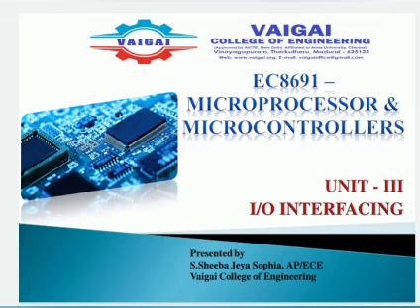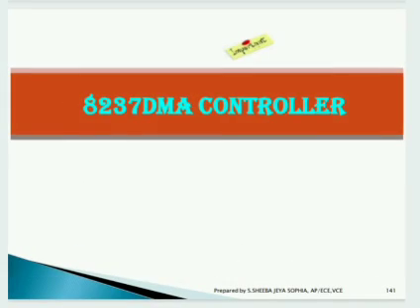Now let us discuss the microprocessor and microcontrollers, Unit 3, IO interfacing. In our previous sessions we have discussed IO memory interfacing, serial and parallel communication interface, ADC and DAC interface, timer interface, keyboard display interface, interrupt controller interface. Now we are going to discuss a major topic: the 8237 DMA controller.